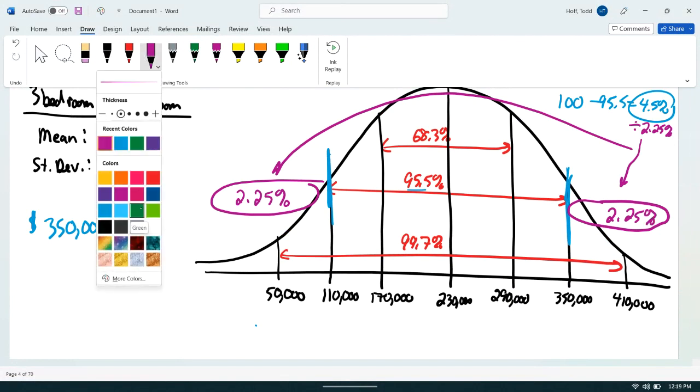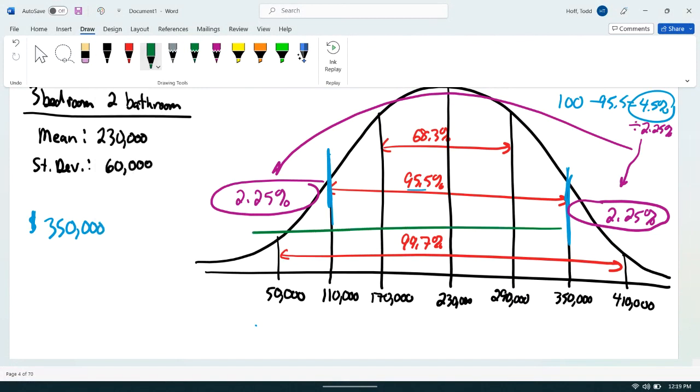And looking at the other side of it, 100 minus 2.25%, 97.75% of 3-bedroom, 2-bathroom houses that have sold in that area have sold for less than that amount. So chances are you're going to find another house that you like that's cheaper than the one that you were looking at.